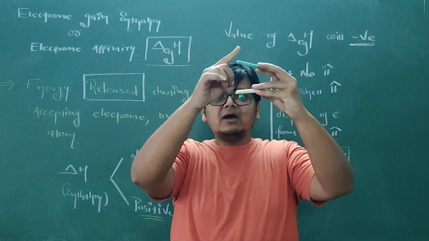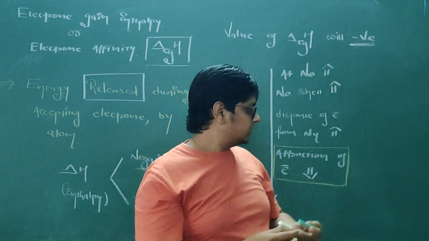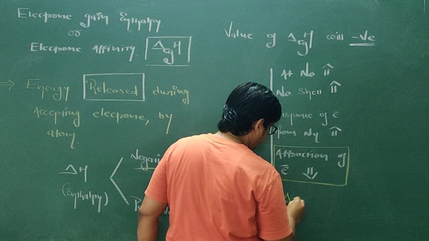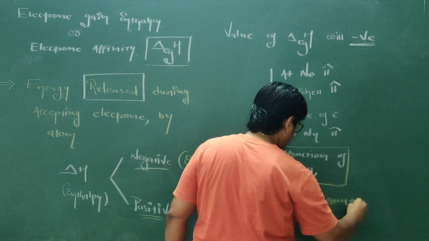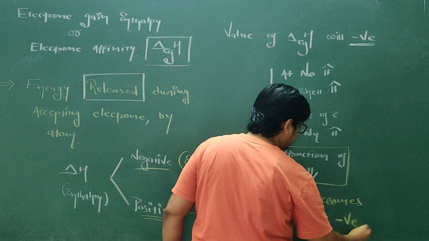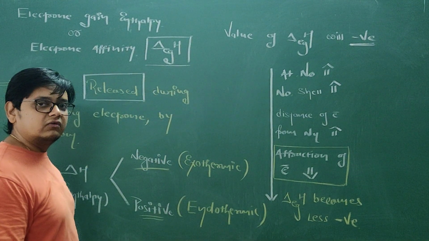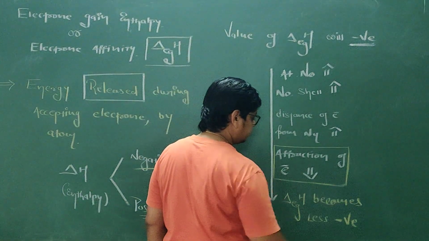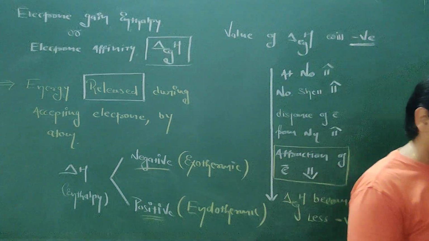So can we say that by moving down the group, it goes from more negative to less negative? So what can we write? We can write the value of delta EGH becomes less negative. We will not write increases or decreases. We will write less negative or more negative. So can we say delta EGH becomes less negative? Note it down, then we will discuss the period.